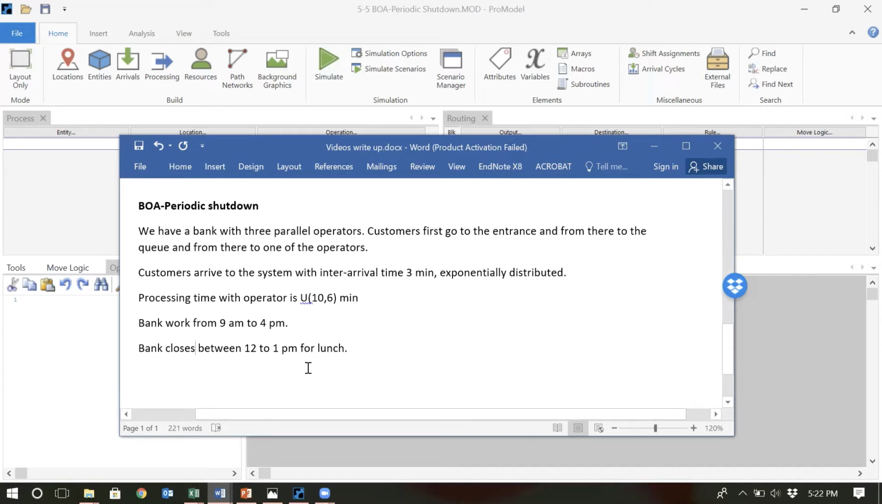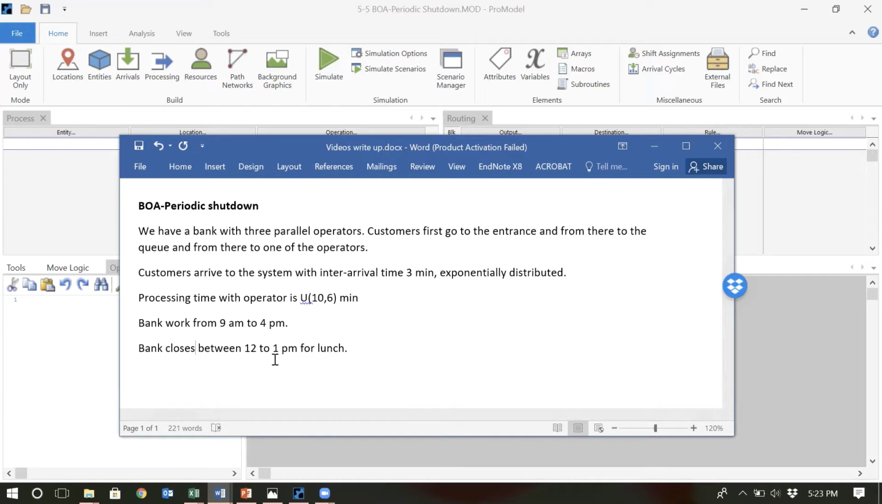So we want to model the system. Obviously, the structure of the system is very simple, right? That's something that can be done easily. We just want to learn how we can take care of this periodic shutdown in this structure, when we know the bank works from 9 a.m. to 4 p.m. for 7 hours. Out of these 7 hours, there's 1 hour from 12 noon to 1 p.m. when the bank closes for lunch, and we do not let any new customer enter the bank in that time period. And also no customer can enter the bank after 4 p.m. That's when we close the doors of the bank as well.